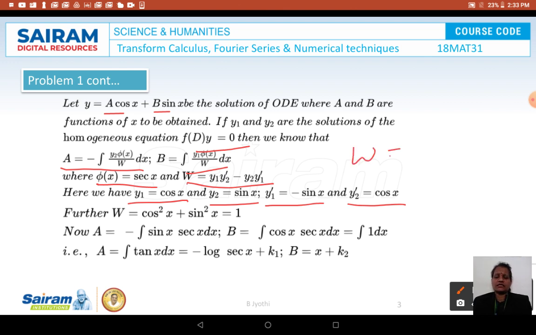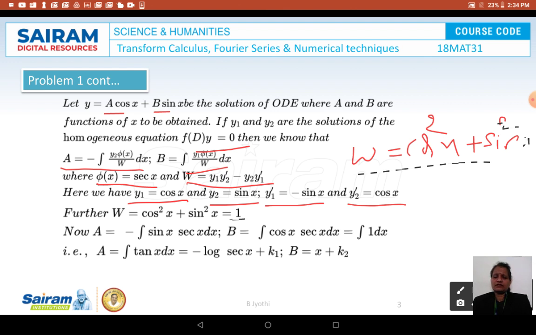So in the Wronskian, if we substitute y1, that is cos x, and y2 dash, that is again cos x, so that it will be cos square, and minus y2 and y1 dash. y1 dash is already minus, so minus of minus it will be plus, and both of them are sine. Therefore, it is sine square x. Then what we are getting is sine square x plus cos square x, which is equal to 1.